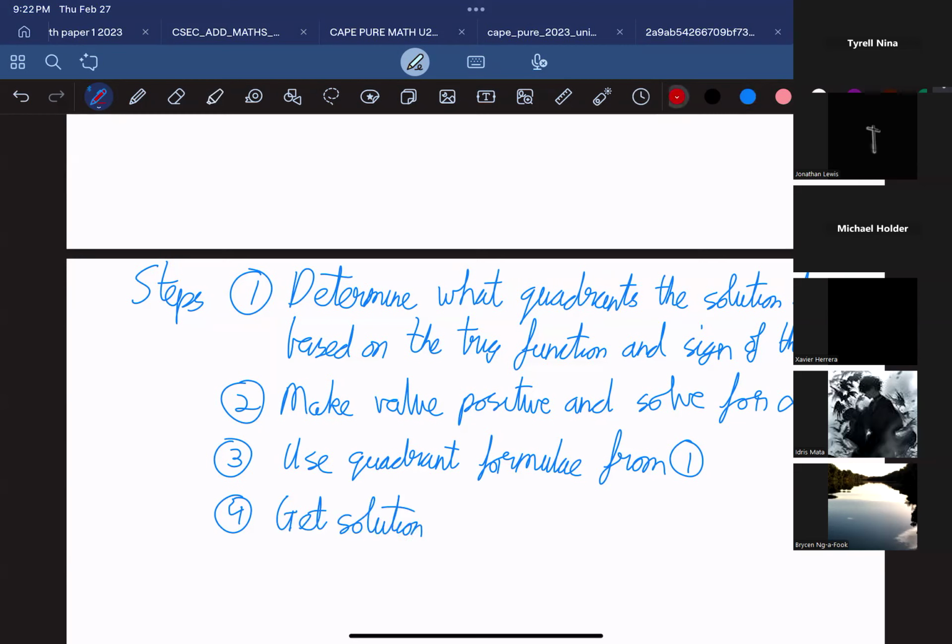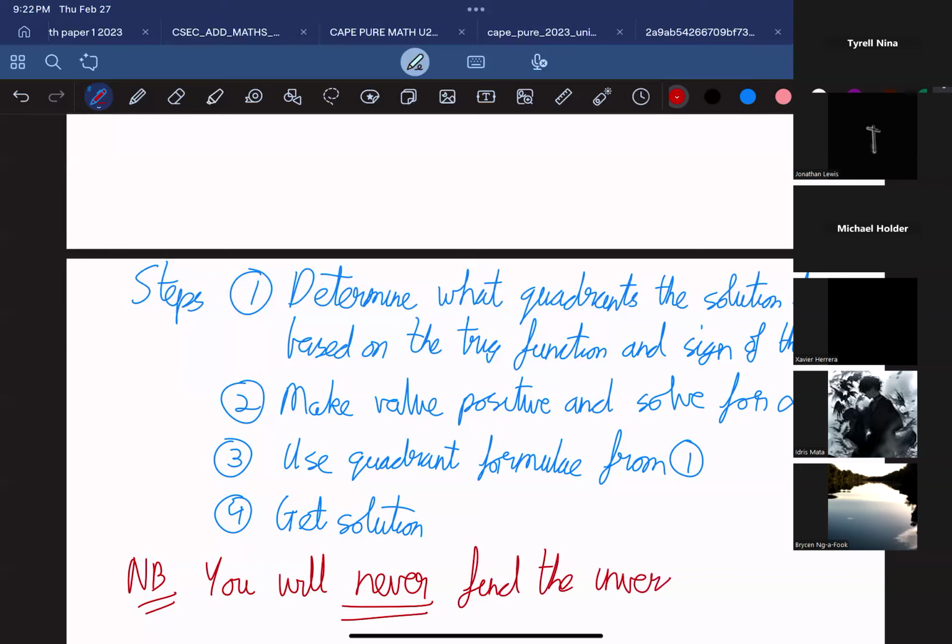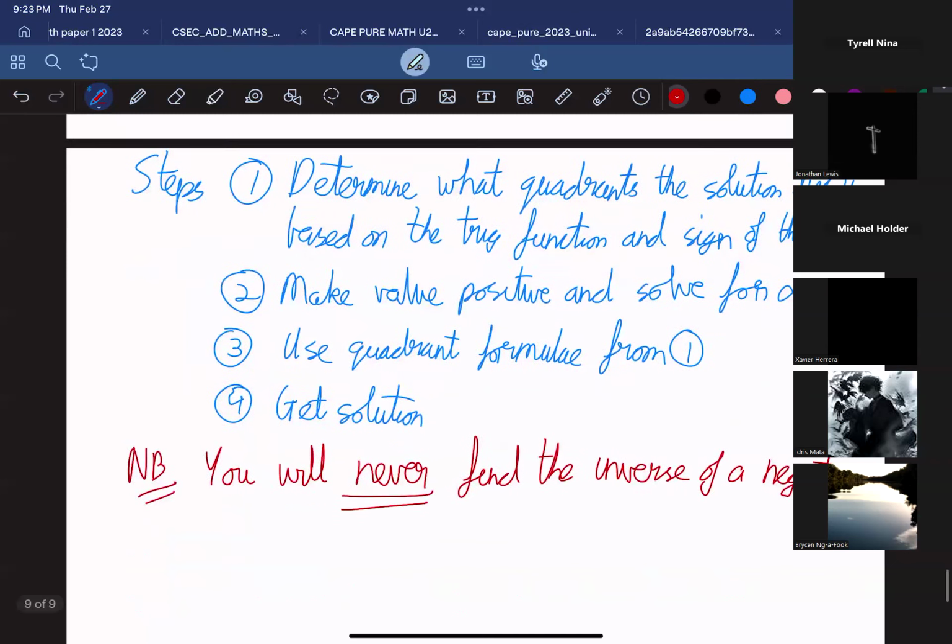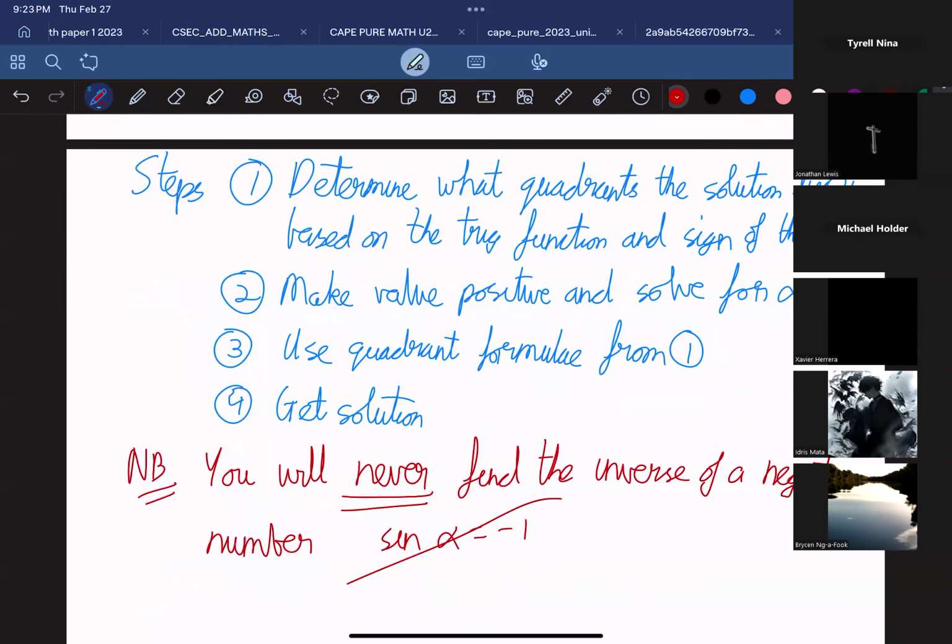I want you to note something here, right? Note, you will never find the inverse of a negative number. So like if you have sine alpha equals -1, this is a no, right? You'll never get that.